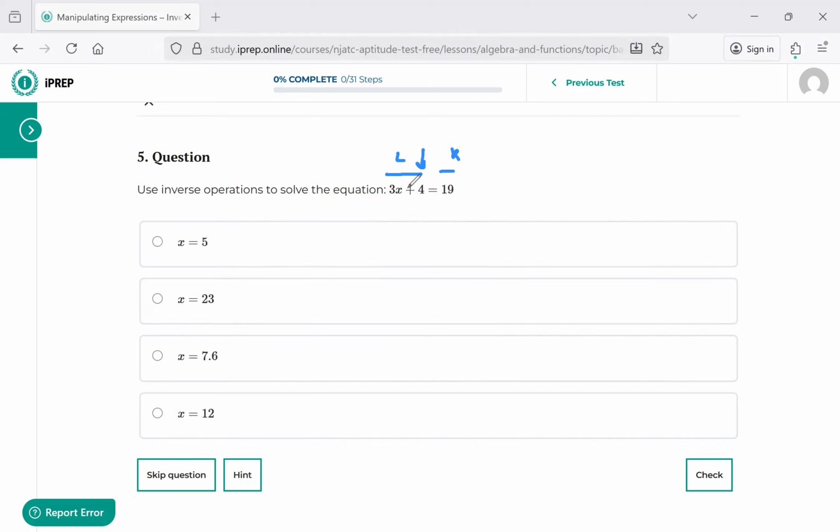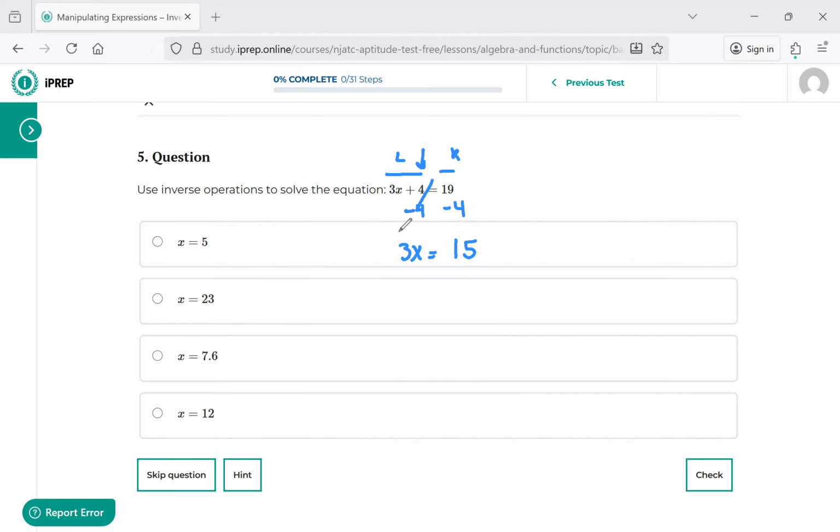Is do the opposite. So this is addition. So what's the opposite of addition? Subtraction. So you're going to subtract 4 from both sides. So that cancels, and you're left with 3x. And then 19 minus 4 is 1, 2, 3, 4. I believe that's 15. Okay.